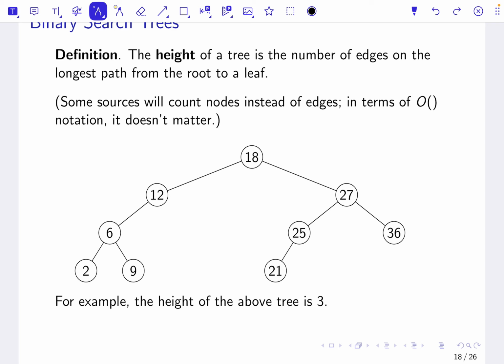But what if we were told to delete 18 here? We would have to find its successor in order to swap that node with its successor and then delete the node from the new position. You know how it is. And to do that, we would have to, guess what? Traverse the entire height of the tree.